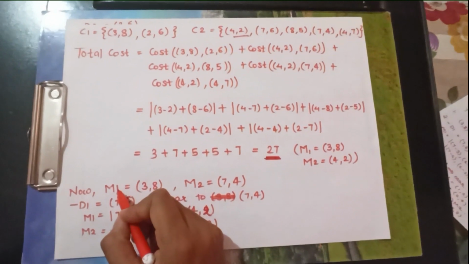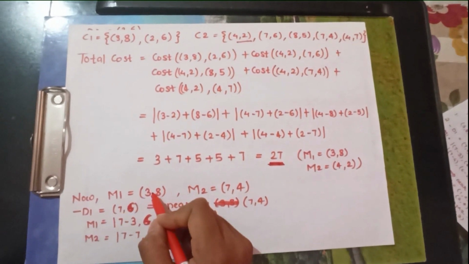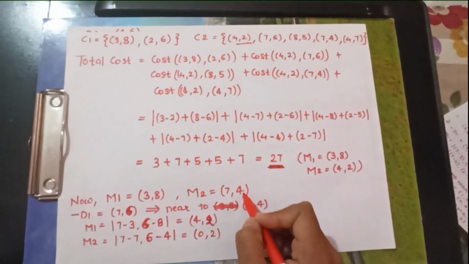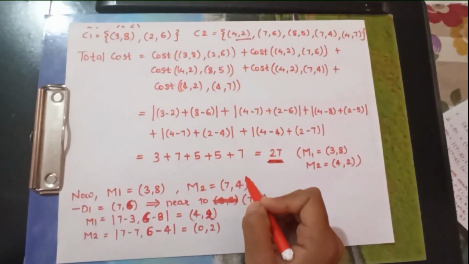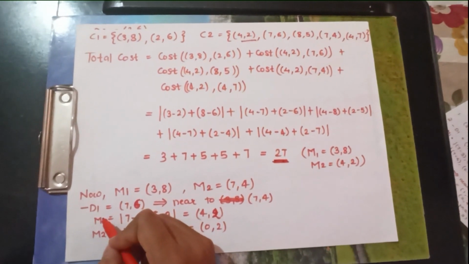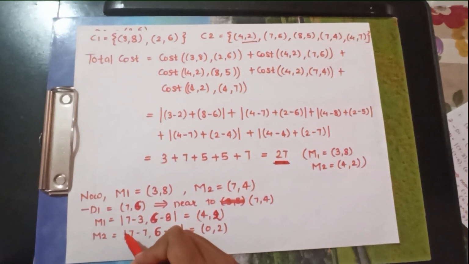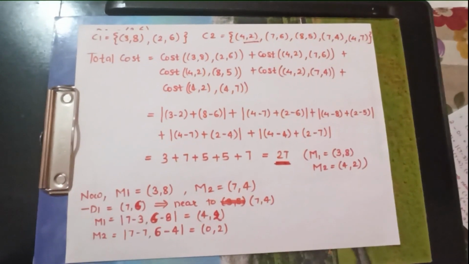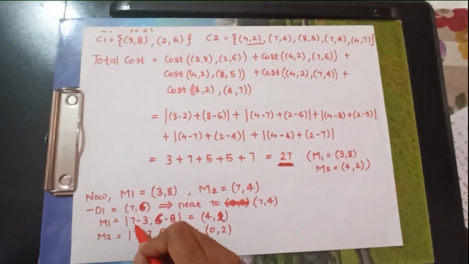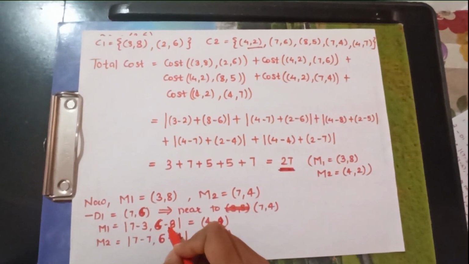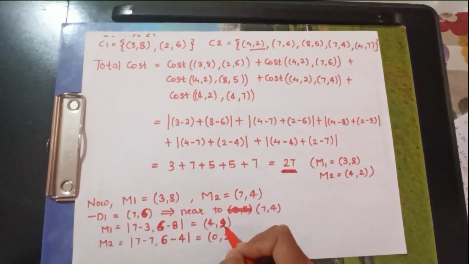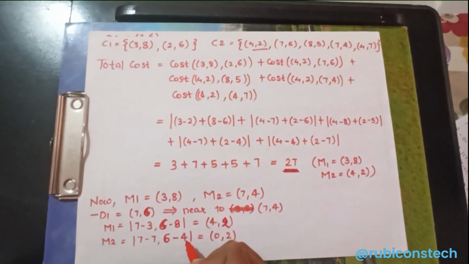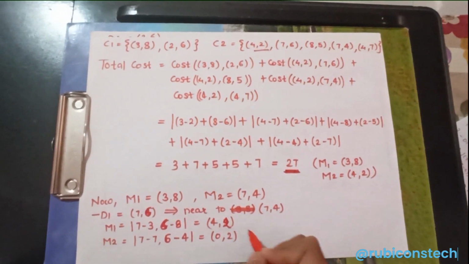So your step 4 was to again select a random medoid from your data set. I have kept the medoid 1 the same, that is 3, 8, and I have taken the medoid 2 as 7, 4. Same steps we will follow. We will again calculate the distance for your medoid and your data points from the data set. So for data point 1, 7, 6, again you will calculate the distance. For medoid 1 it is 7 minus 3 and 6 minus 8, so you get 4, 2. And for medoid 2, 7 minus 7 and 6 minus 4, that is 0, 2.